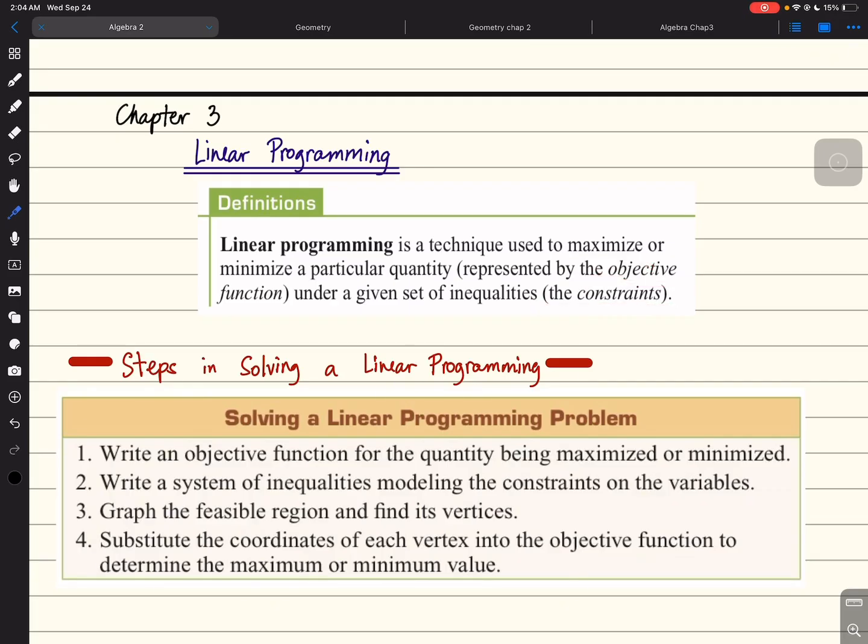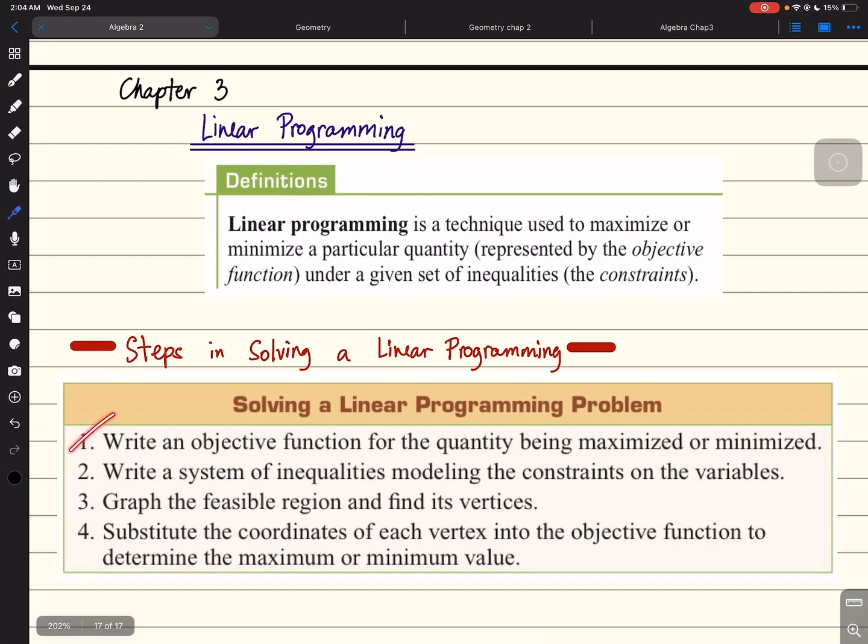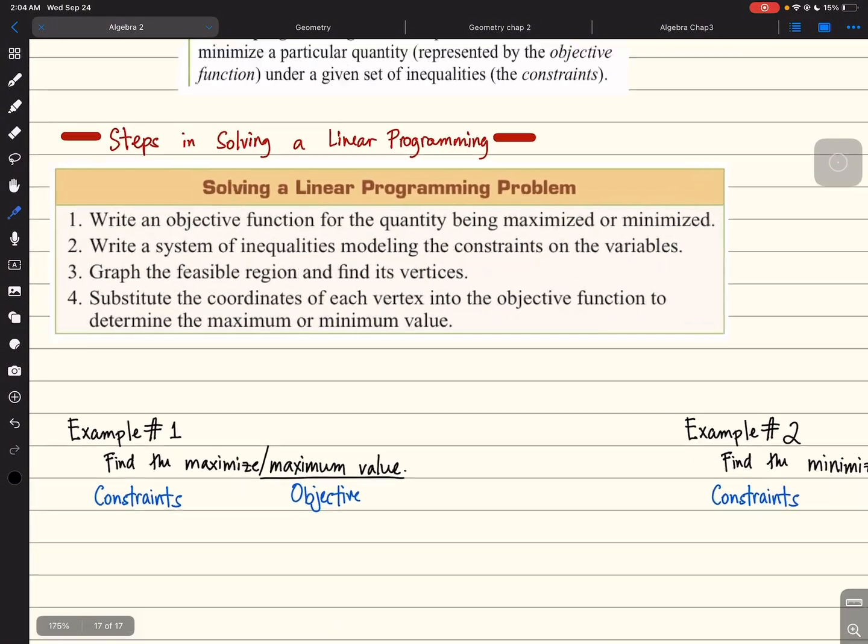Also, according to the book, these are the four steps in solving a linear programming problem. For the first step, we have to write an objective function for a quantity being maximized or minimized. Step 2, write a system of inequalities modeling the constraints on the variables. For step 3, graph the feasible region and find its vertices. Last step, substitute the coordinates of each vertex into the objective function to determine the maximum or minimum value.